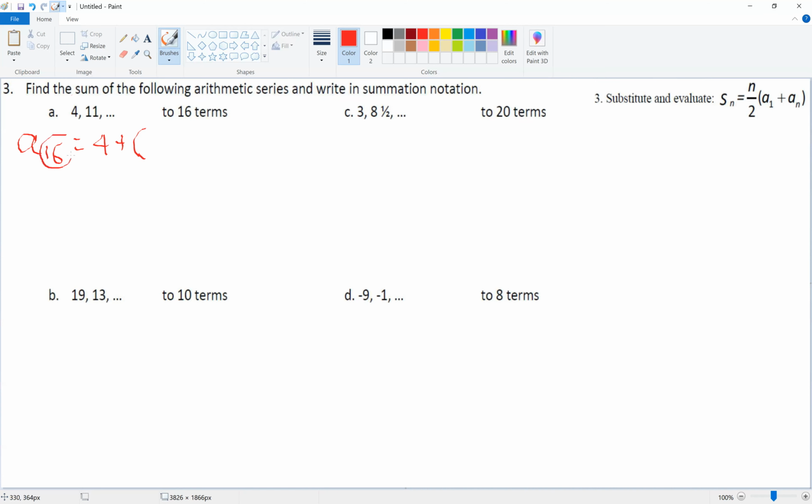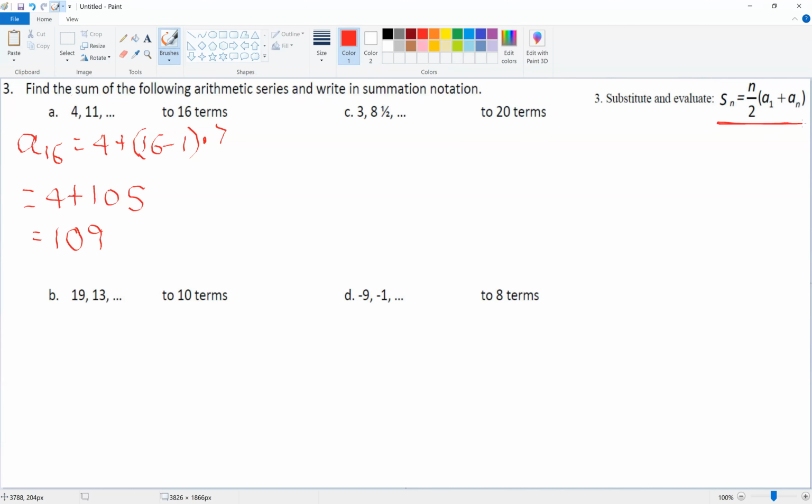What is the n? Is it not 16? Oh, okay. I think this is where I was getting confused. Isn't it this? Yeah. And what is the difference going up by? 7. So that means this would be 4 plus 15 times 7. Do you know what 15 times 7 is? Would it be 105? So the 16th term is 109. Correct? Yeah.